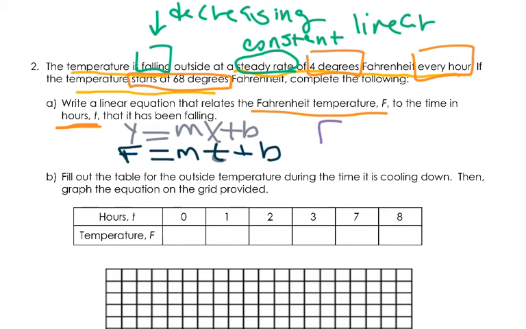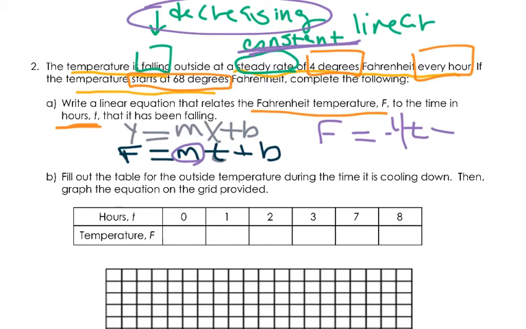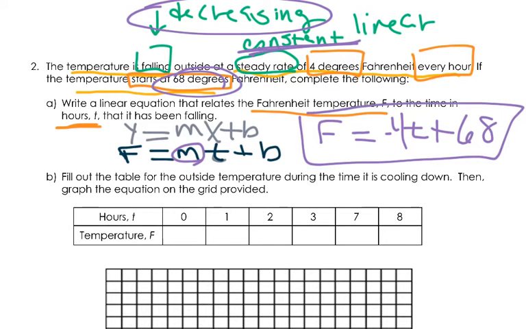So F equals, well, what's my slope here? Well, that's that constant rate right here, and it's decreasing. So I know that it's falling, it's going down at 4 degrees every hour. So T's my hour. And if it's going down, then I know it's being negative. So -4t plus, well, where are we starting at? We're starting at 68. So there is my equation.